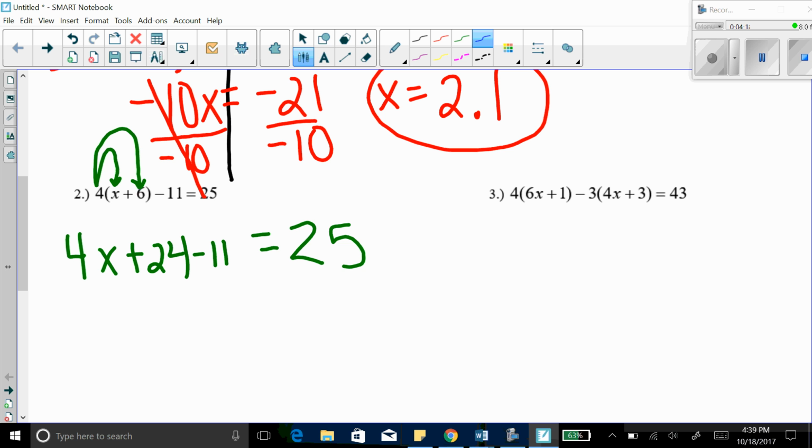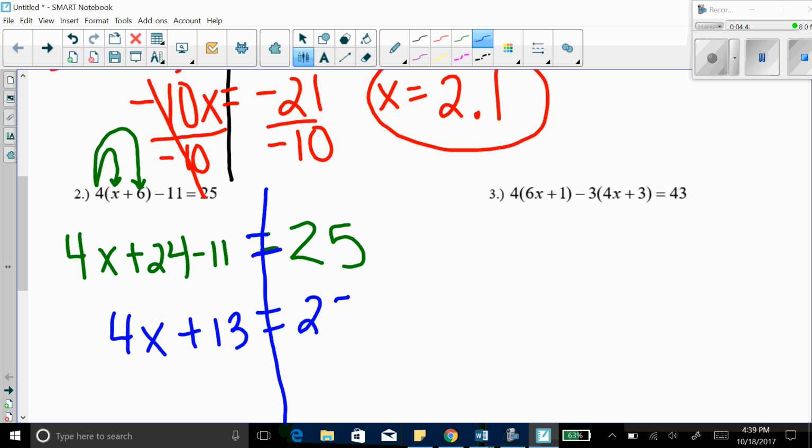So now at this point, I look on each side of the equal sign. And again, I like to draw my line so I can see a clear separation between the sides. Is there anything that I can combine? Yes, I can combine the 24 minus 11. 24 minus 11 is 13. So I get plus 13 equals 25. Now it's a two-step equation.